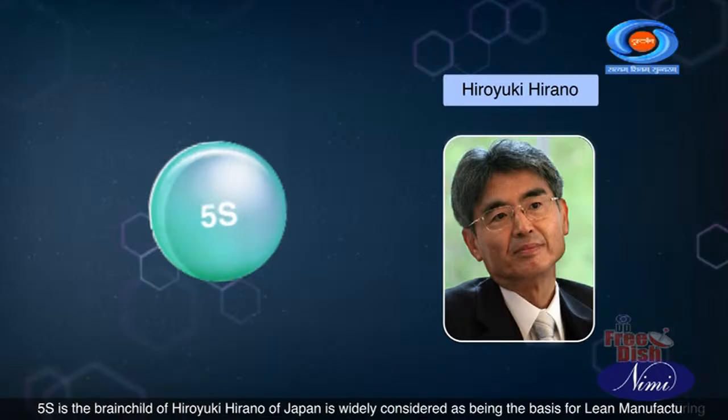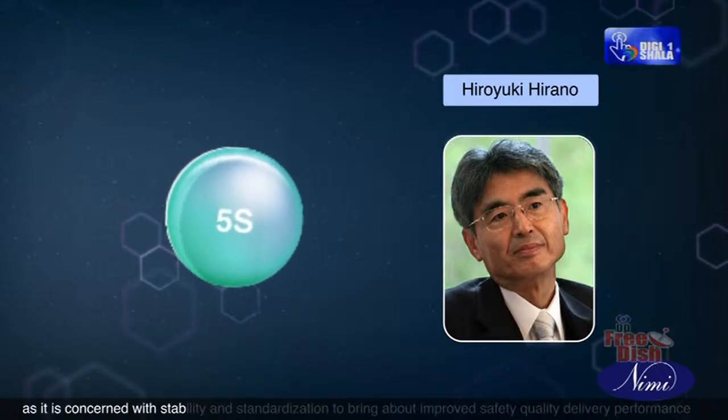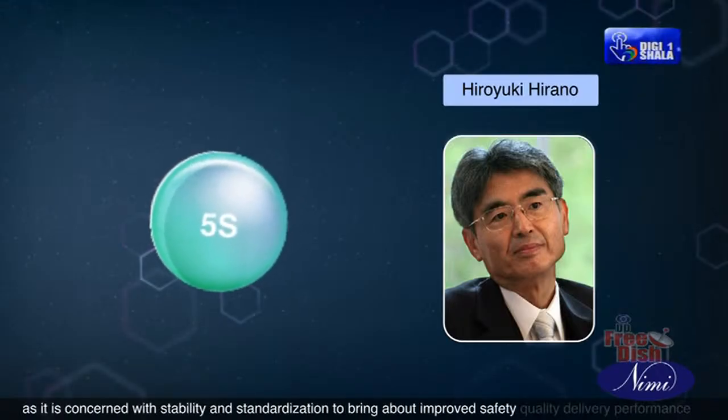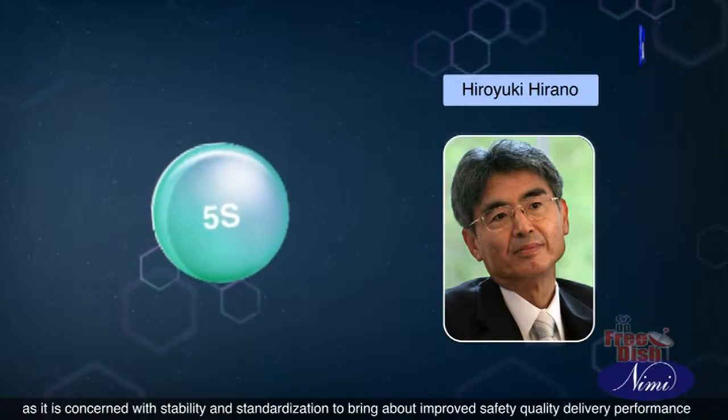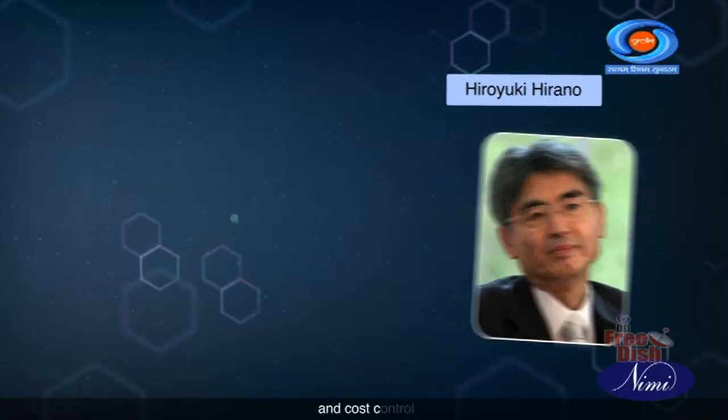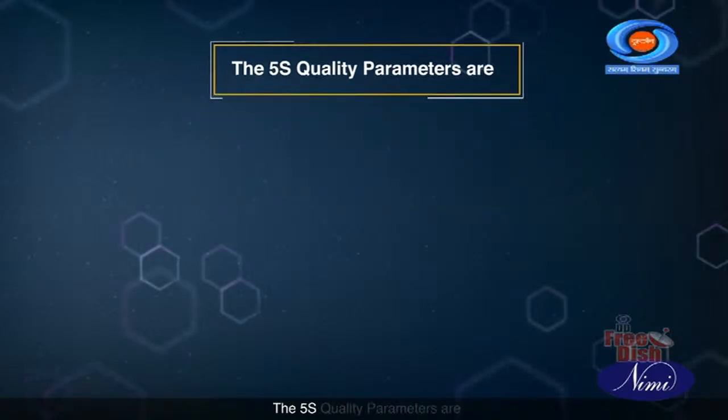5S is the brainchild of Hiroyuki Hirano of Japan and is widely considered the basis for lean manufacturing, as it is concerned with stability and standardization to bring about improved safety, quality, delivery performance, and cost control. The 5S quality parameters are as follows.